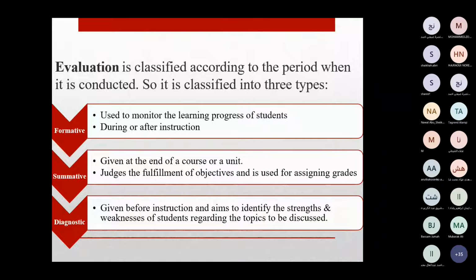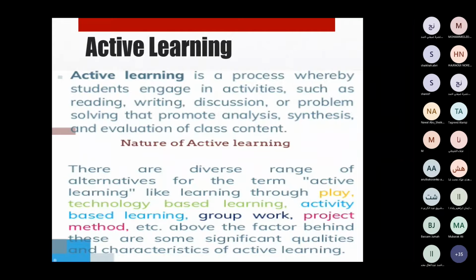And how can your learning be active? This is very important. Active learning is a process whereby students engage in activities such as reading, writing, discussion, or problem solving that promote analysis, synthesis, and evaluation of class content. And as we said, students' engagement should be as much as possible during the English lesson.